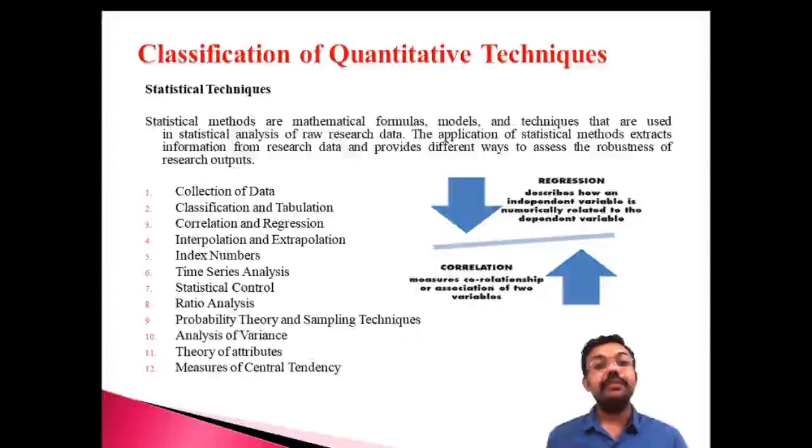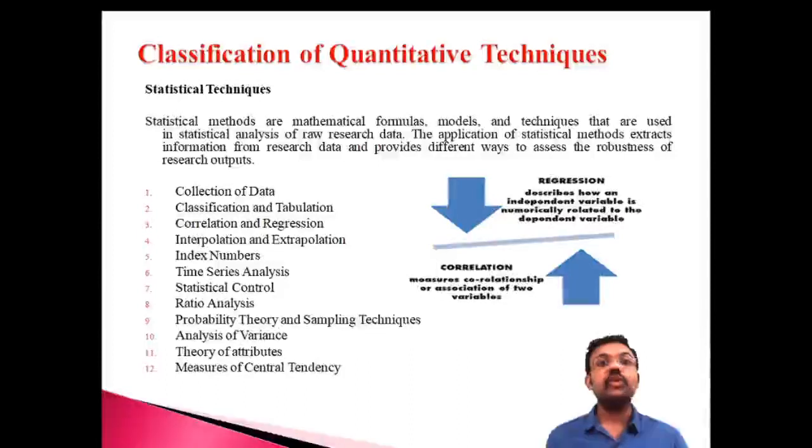Mean, what is the purpose of mean? Sigma fx divided by n. Then the mode, the most repeated item. Then L plus (n by 2 minus cf) divided by f into i. That is the median. So mean, median, mode. We can use a lot of statistical techniques as part of the quantitative techniques.